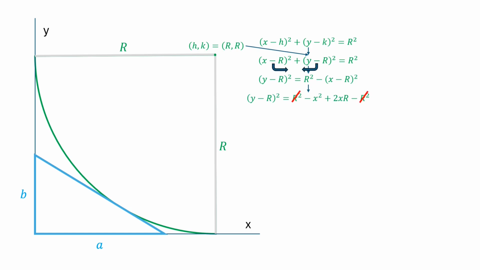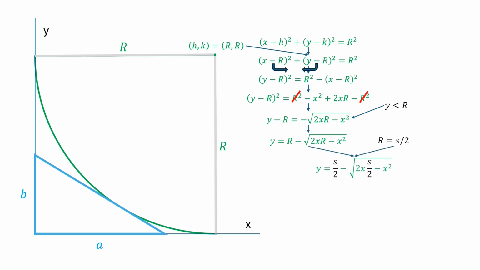When we take the square root of both sides, we get a plus and a minus solution. By the diagram, y is less than r for our quarter circle, and y minus r is negative. And so we take the negative solution. Move that r over, and r equals s by 2. We plug in, and the 2's cancel, and we are seeing the square rooty expression in x.